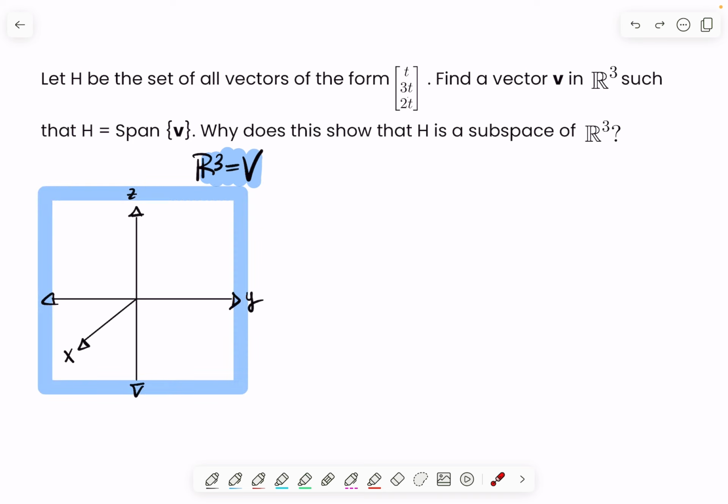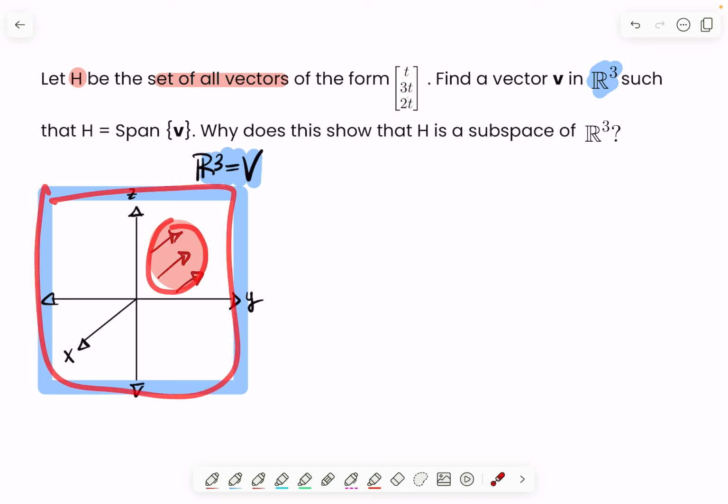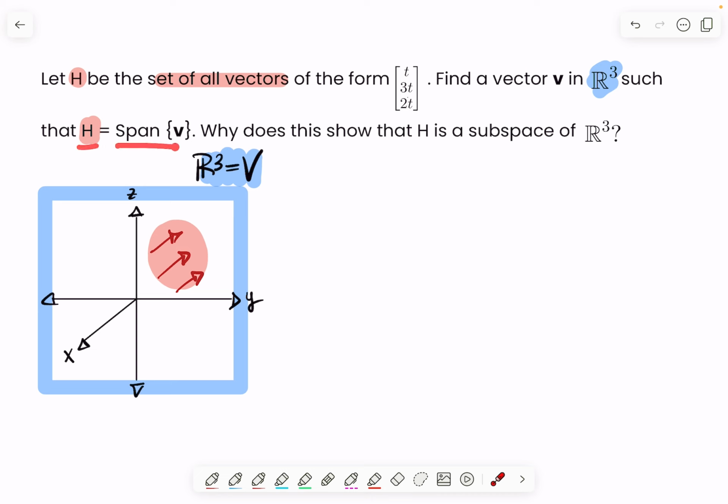So we're dealing with the three-dimensional space of all real numbers, just the 3D coordinate plane, and we're trying to find a vector in this plane such that I take all of the linear combinations of that vector, and it's going to generate H, so H being my subset. So H is just a set of all vectors of this form. So H can just be something like this. It's just something inside a vector space. That's the definition of a subset. And all it's really saying is define H as a span of a vector.